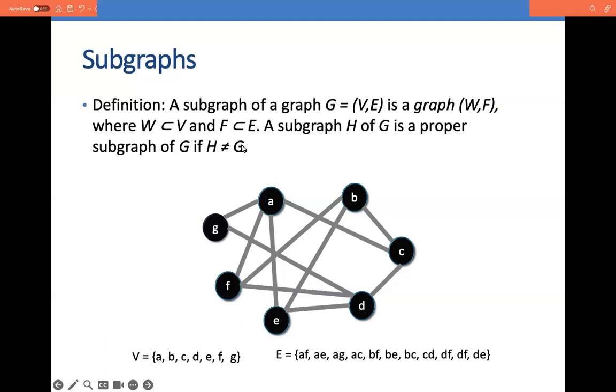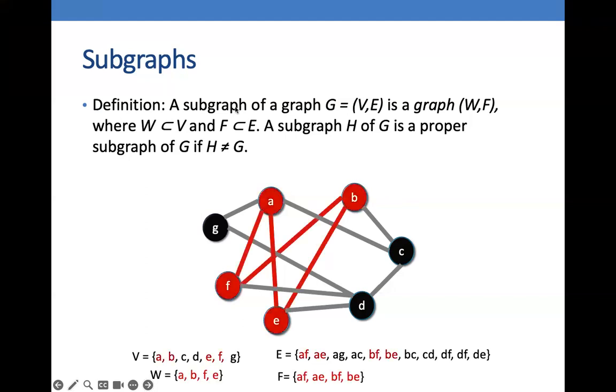Again, this seems a bit difficult, but let me simplify it for you. We have here an example of a graph, and this graph consists of a set of vertices V and a set of edges E. The set of vertices V consists of A, B, C until G, while the set of edges E contains all of the edges that you can find here. For example, A to F, A to E, A to G, and then A to C, and so on and so forth.